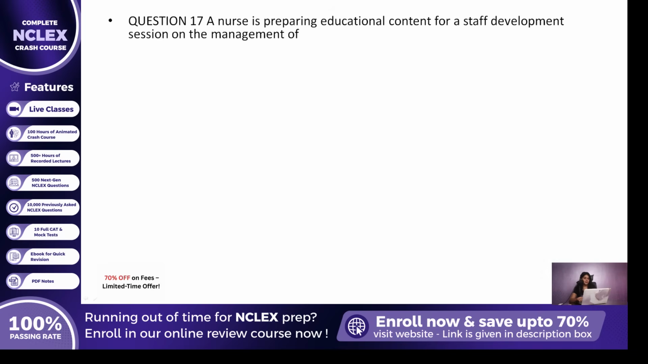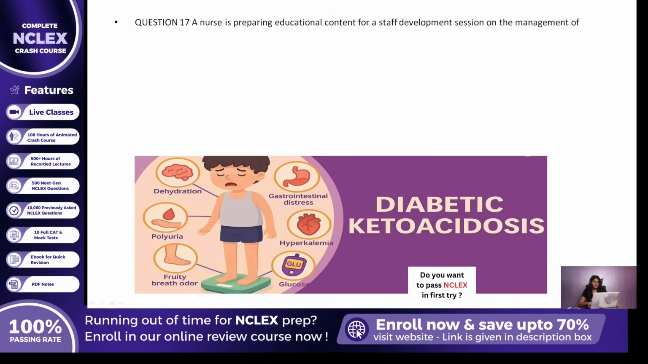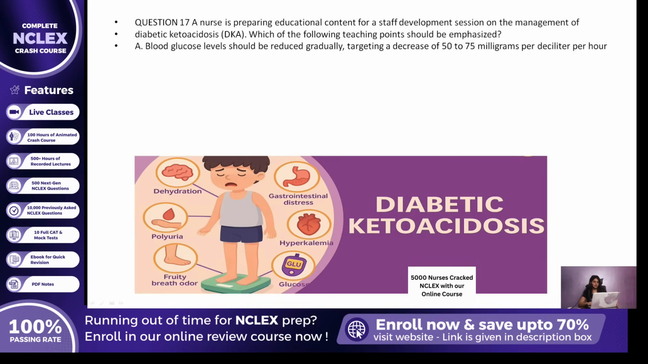Let us shift to question 17, which centers on safe and effective management of diabetic ketoacidosis. A nurse is preparing educational material for a staff training session on DKA. Which teaching point should be emphasized? Here are the options. A. Blood glucose levels should be reduced gradually, targeting a decrease of 50 to 75 milligrams per deciliter per hour.